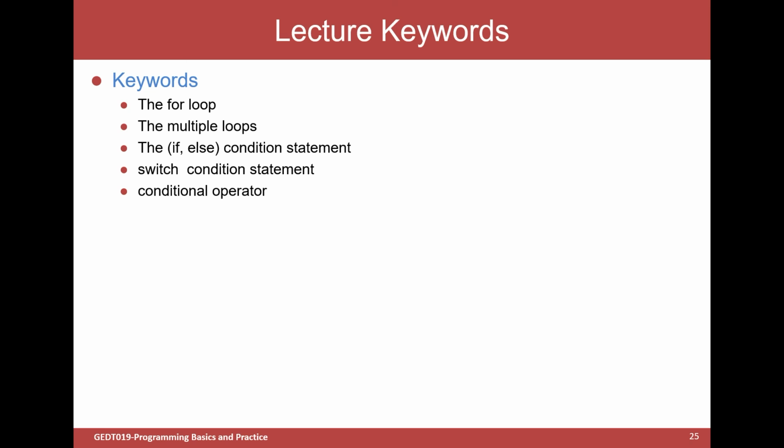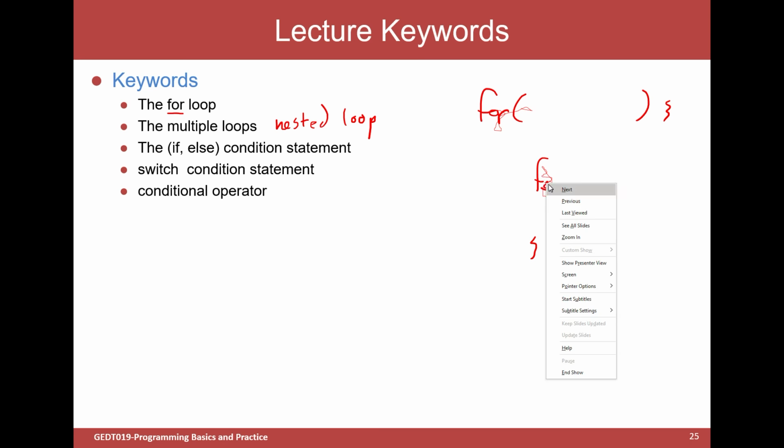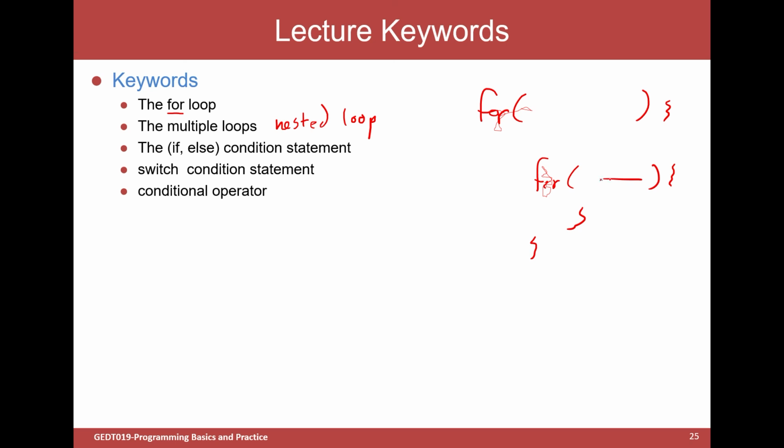Okay, so that's it for the lectures for this week. In this week, we talked about the for loop in the first video. And also we talked about how to make a loop inside a loop. We call this a multiple loop or nested loop. That means a loop inside a loop. So we can do a for loop, and inside this for loop we will create another for loop. So there will be something here and something here. There is another for loop inside the for loop.